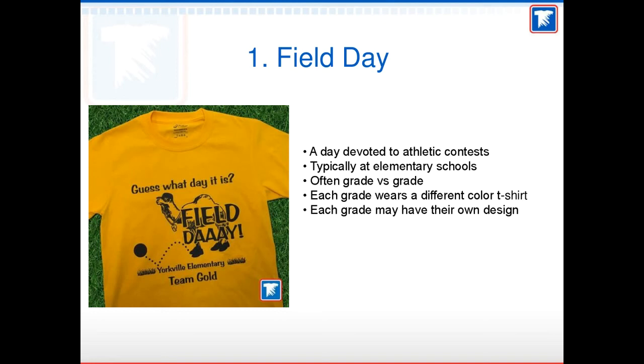And so what happens is you're able to tell the kids apart by the different grades depending on what color shirt they're wearing. Makes it easier for the volunteers to keep track of the kids. As you know, some elementary schools can be 1,000 kids. So to be able to organize this as best as possible, each grade will get a different color shirt so that it's easily recognizable between the kids.